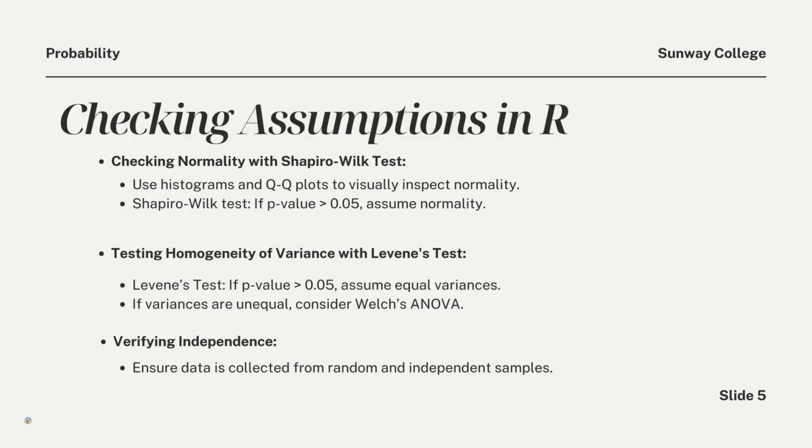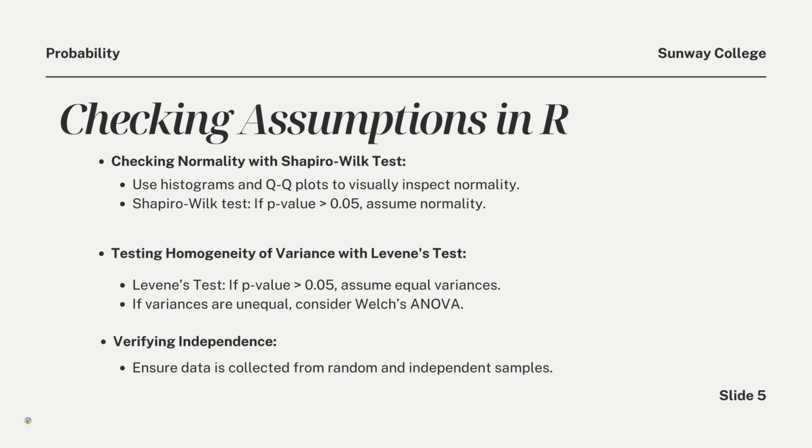Now here we are checking the assumptions mathematically. To check the assumptions of normality and homogeneity of variances, we can use statistical tests. For normality, the Shapiro-Wilk test is commonly used. If the p-value is greater than 0.05, we can assume that the data are normally distributed.